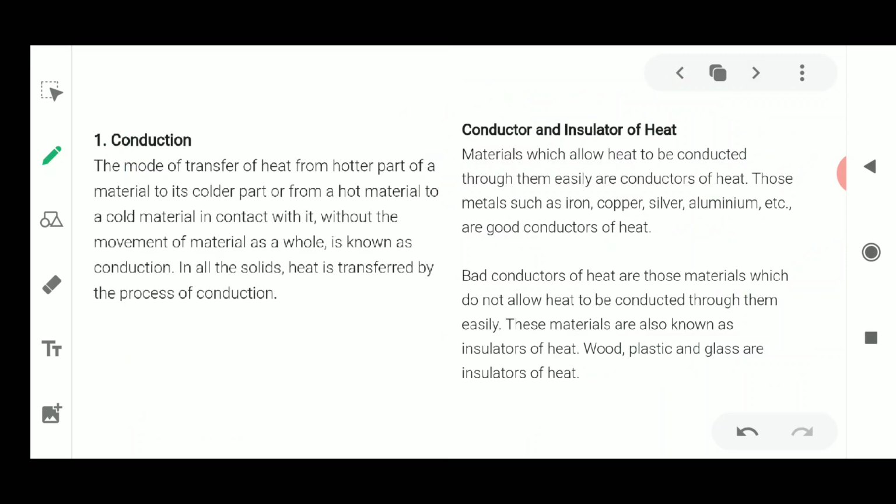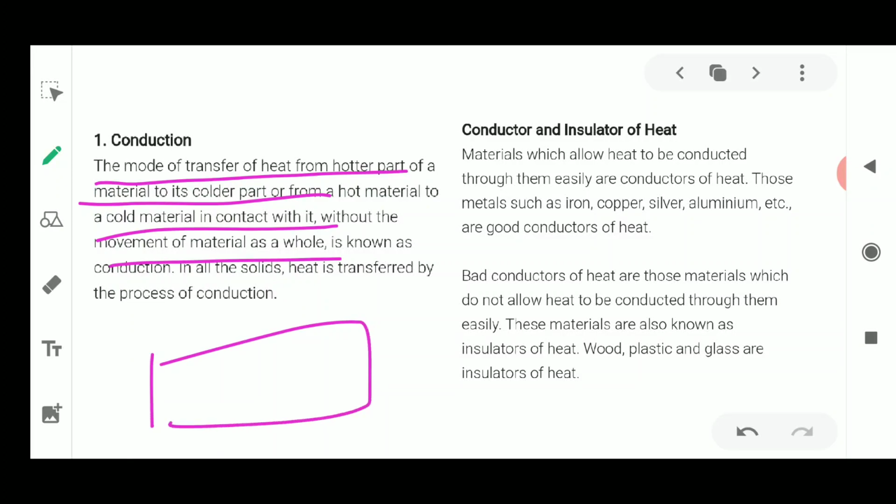Now the first concept which we are going to discuss is conduction. Okay, so what is this conduction? Conduction is the mode of heat transfer from the hotter part of the material to the colder part of the material, without the movement of the particles, without the movement of the material as a whole. This is known as conduction. Why does this take place in conduction? In conduction, it always takes place in solids.